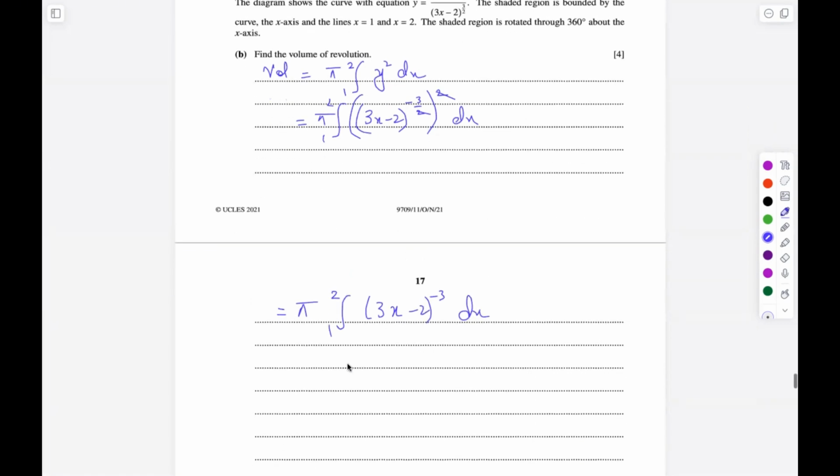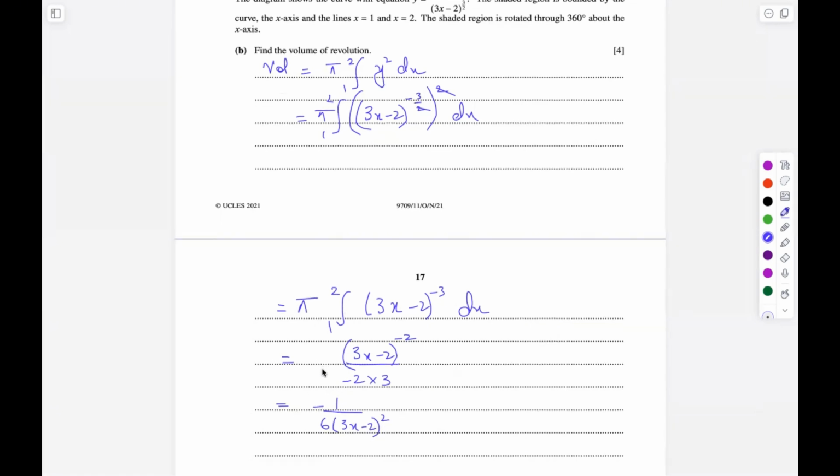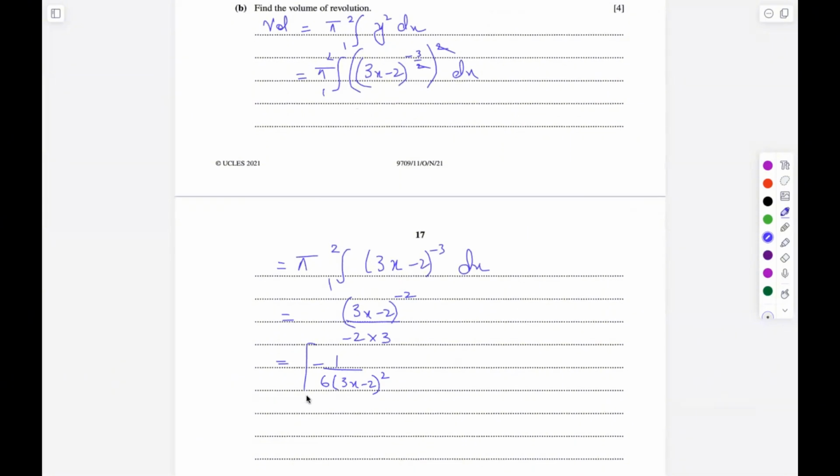Integrating (3x minus 2) to the power minus 3, we will get (3x minus 2) to the power minus 3 plus 1, which will become a minus 2. We'll divide it by the new power and multiply it by 3. So the expression will become minus 1 upon 6, and this will be (3x minus 2) to the power minus 2. Now substituting the limits 2 and 1, we can leave pi as it is.